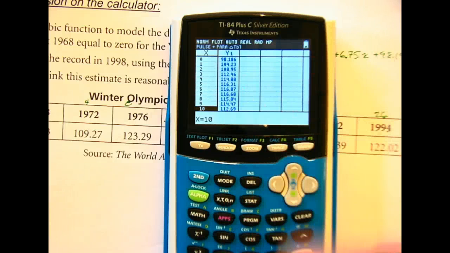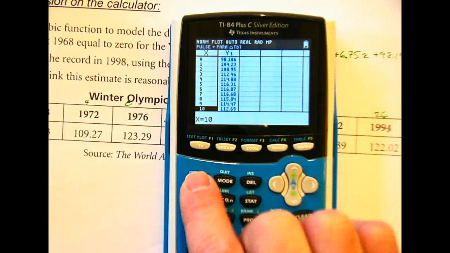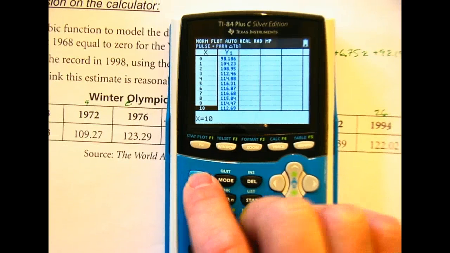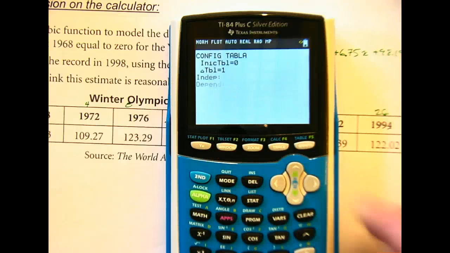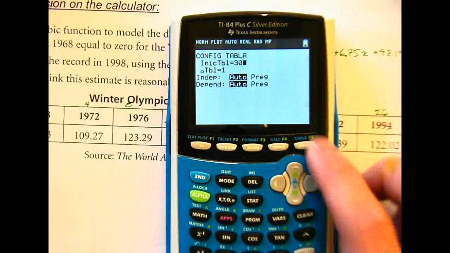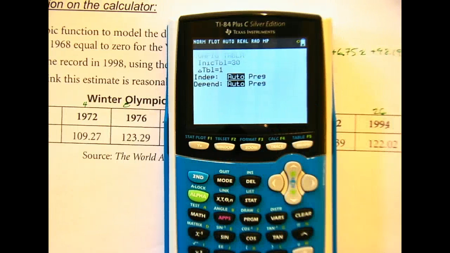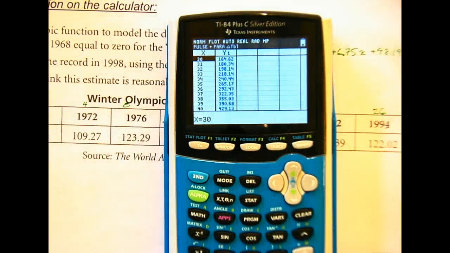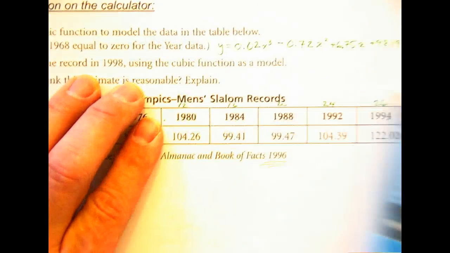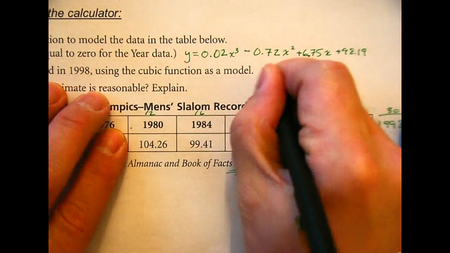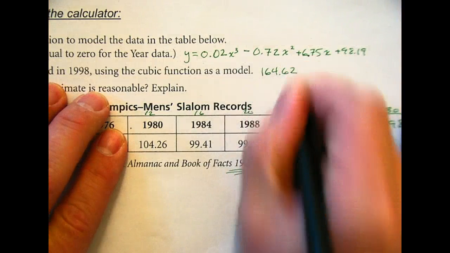and go down to 30. So if I don't want to scroll to 30, I'm going to go to table set, which is second window. And I want my table to start at 30. Now I'll click on table again, and 30 gives me 164.62. So using our model, 164.62.